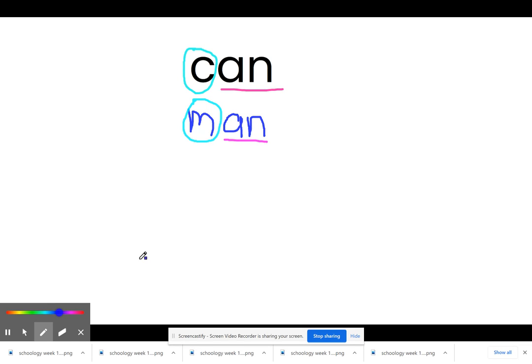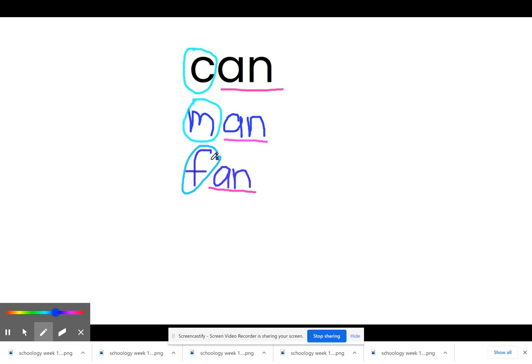Can, man. Let's change the m. Let's go ahead and write an f. Change the m to an f, but keep the an. Okay, and then see if you can read that word. Remember, you have your f, and then we kept the same part right here. And all we did was change the beginning. See if you can read this word. And you should have read fan.